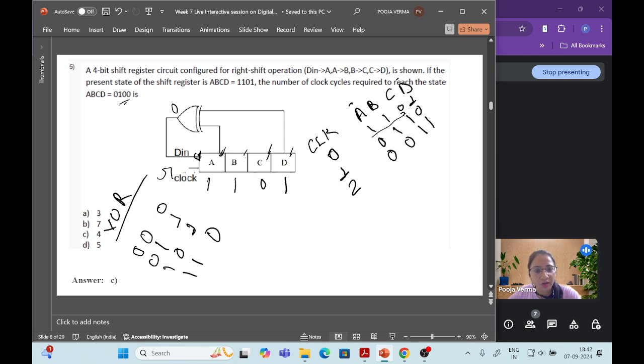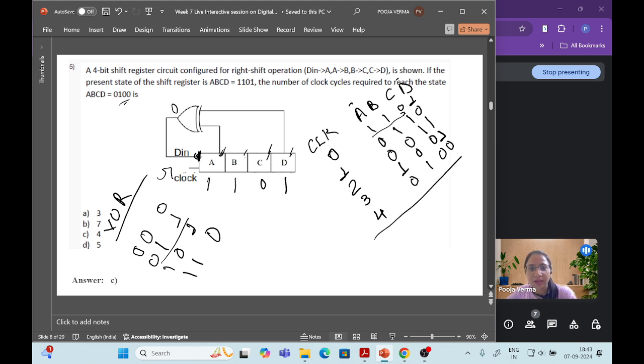Now again XOR A and D and give it to the D input, so 0 1 at the third clock pulse. Okay, so 0 1, odd inputs give 1, so 0 1 1. So now shift these bits 0 0 1, right? Now again shift by 1 bit, 1 and 1 will be 0 at the next clock pulse, so 0 1 0 0, right?